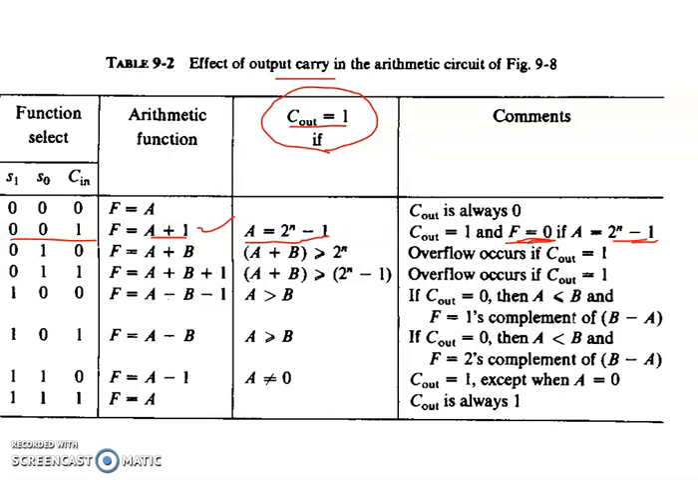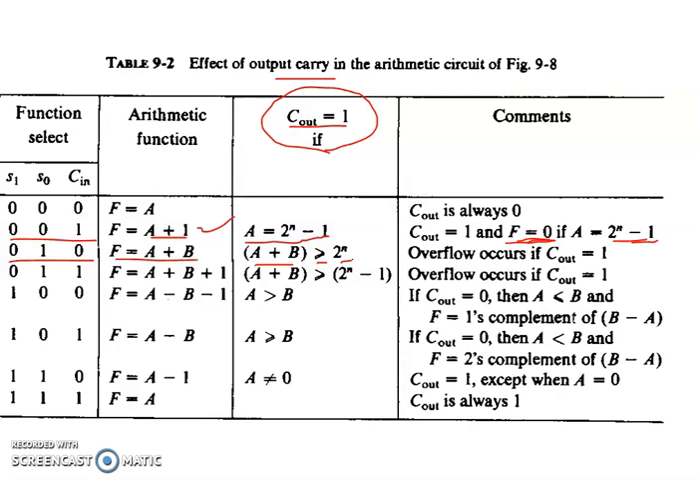Then in the next case, if Cout is equal to 1, with a as 1, 0, 1, 0, F is equal to a plus b, it performs the operation F is equal to a plus b. So if Cout is equal to 1, it means a plus b will be greater than or equal to 2 raised to n.